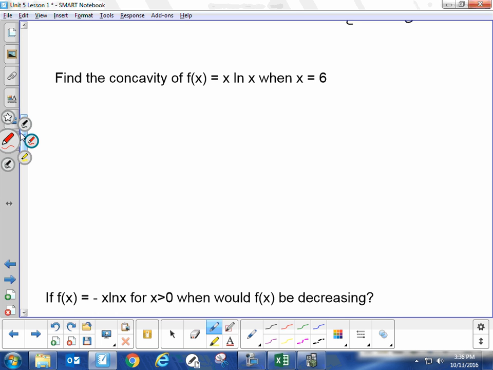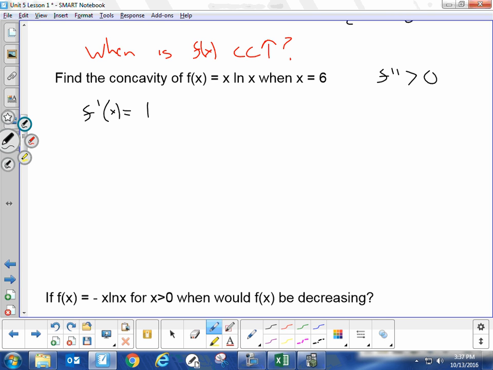Let's find the concavity of that function when x is 6. Why just x is 6? Why not just say, when are we concave up? Change the question. Maybe it's not a question that's conducive for this function, but we'll find out. When is f of x concave up? I don't know. We'll find out. Now, concavity, remember, we have to look at our second derivative. We've got to figure out when the second derivative is positive.